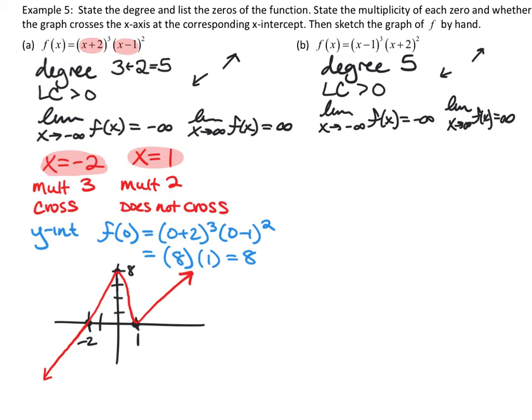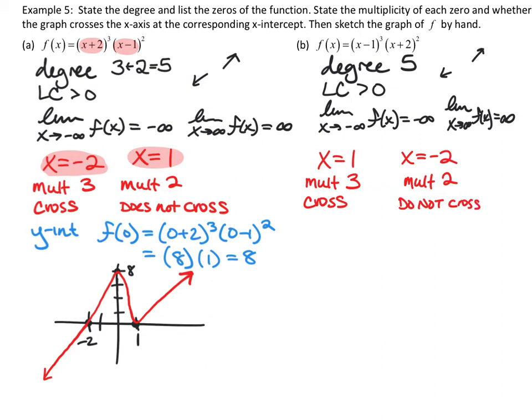Okay, let's talk about the zeros. This should have a 0 at 1 and a 0 at negative 2. The multiplicity of the first one is 3. Since that's odd, that means it's going to cross through the graph at 1. And the multiplicity of negative 2 is 2, which means it does not cross. It's going to bounce back.